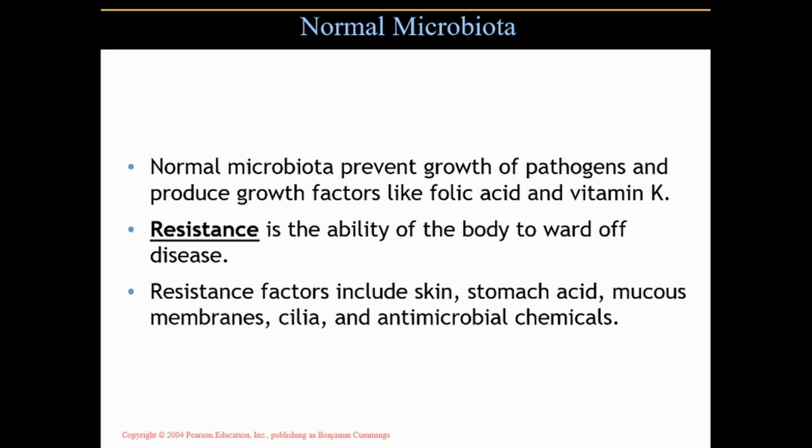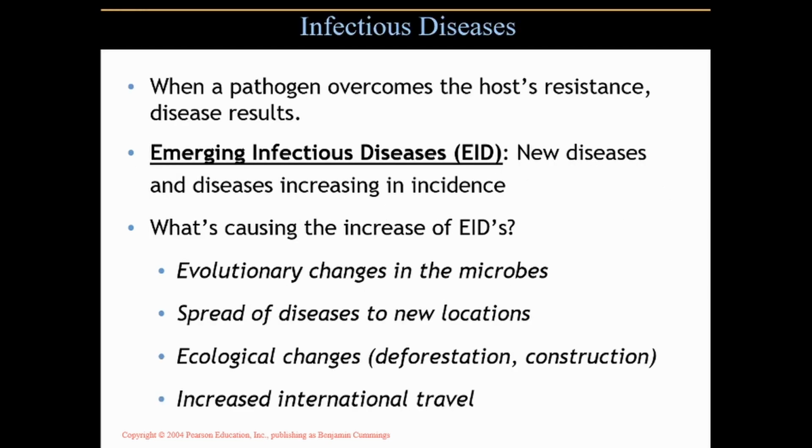Resistance is the ability of the body to ward off disease, and we'll discuss ways in which we resist pathogens, like through our skin, stomach acid, mucous membranes, cilia, antimicrobial compounds, complement proteins, and so forth. These are all different ways that we can ward off disease just innately, naturally within us. Normal microbiota assist in that resistance and in building up resistance, which we'll talk about in another chapter.